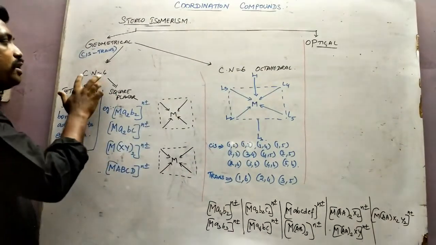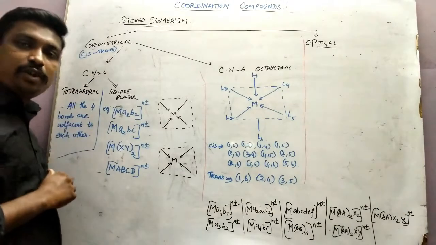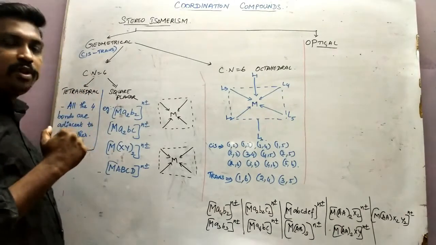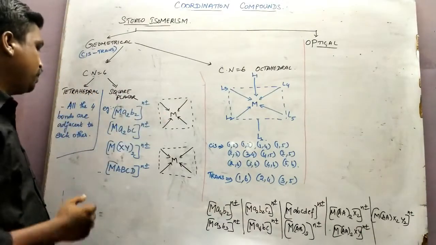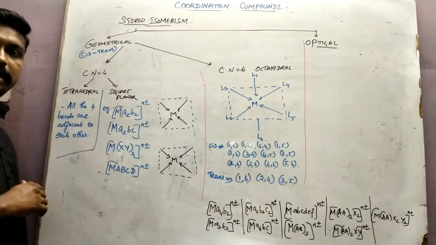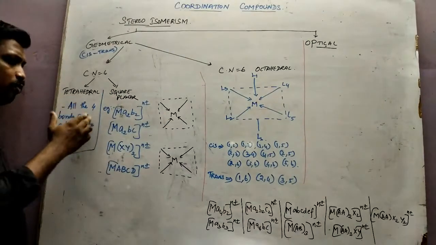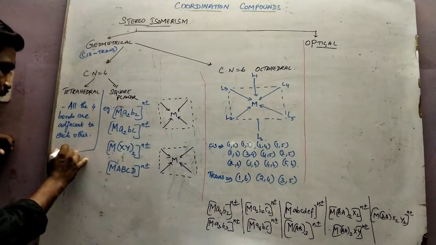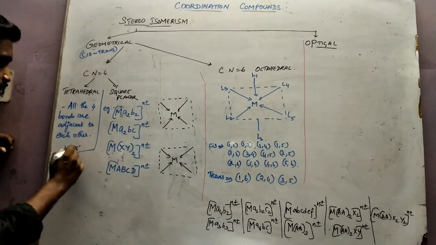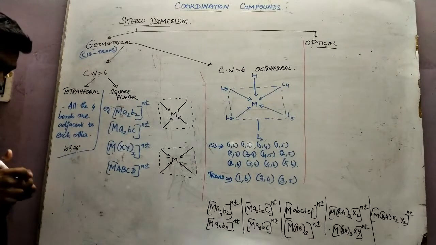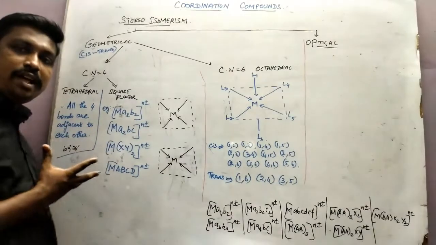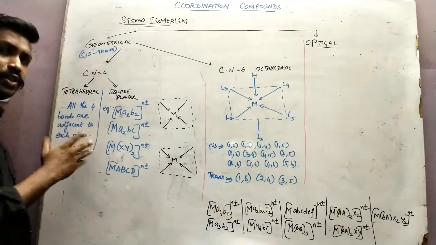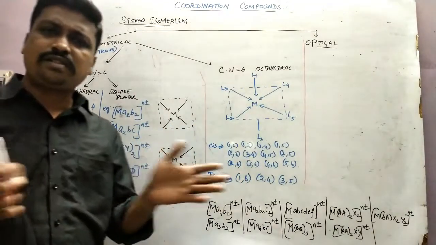Complexes having coordination number 4 have two types of geometry: one is tetrahedral and another one is square planar. In tetrahedral geometry, all 4 bonds have the bond angle 109 degrees 28 minutes. It means that all the bonds are adjacent to each other, so there are no opposite positions or adjacent positions.